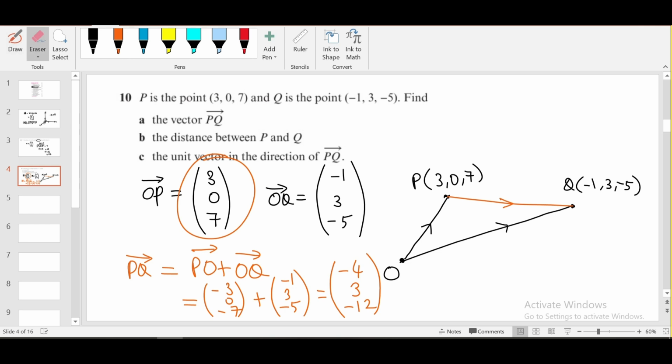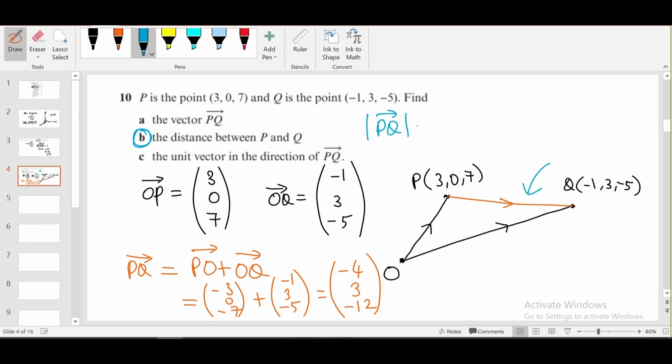Yeah. Now to find the distance PQ, the length of this vector, you can simply find the modulus of this PQ vector, which is the square root of minus 4 whole square, 3 square, 12 square. Use your calculator, you will get the answer. Copy that. So it's 13. Okay, I have it down.